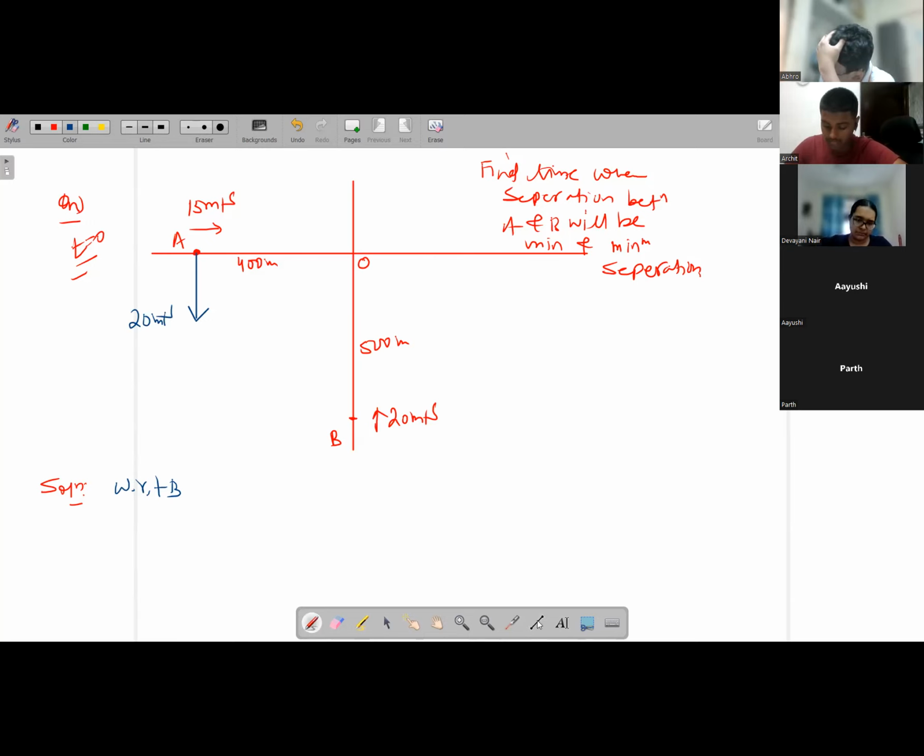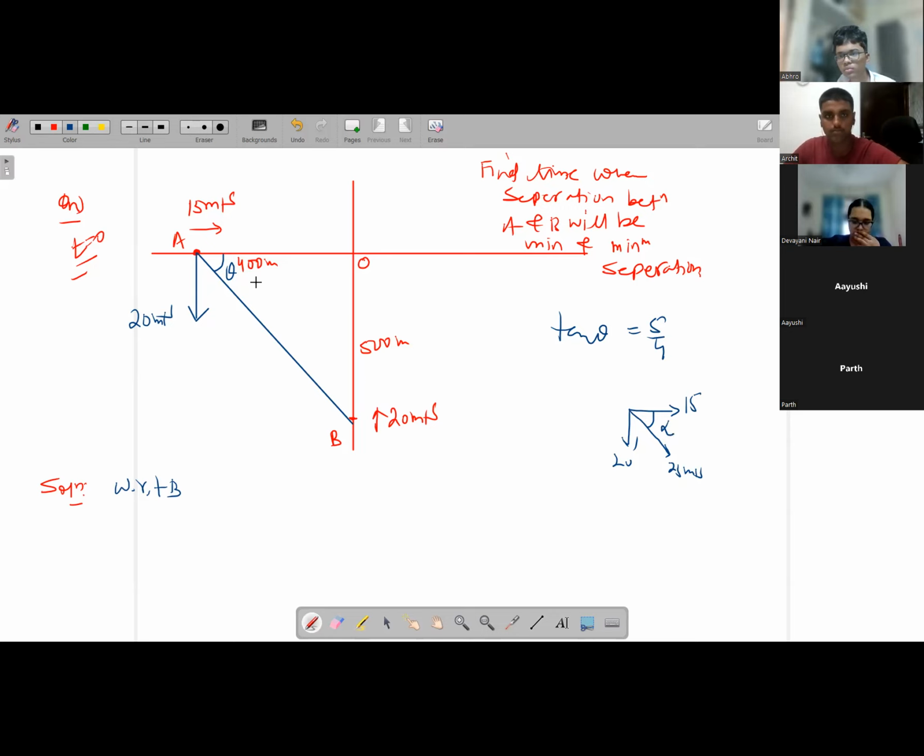Now, this is the line joining A and B initially. Now we have to actually see the direction of resultant velocity. So if this angle is theta, tan theta was 5/4, right? Now you have to find, this is 15 meter per second and this is 20 meter per second. So resultant would be 25 meter per second. And you have to find the angle with horizontal.